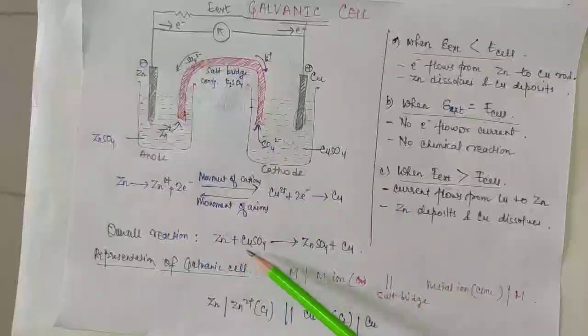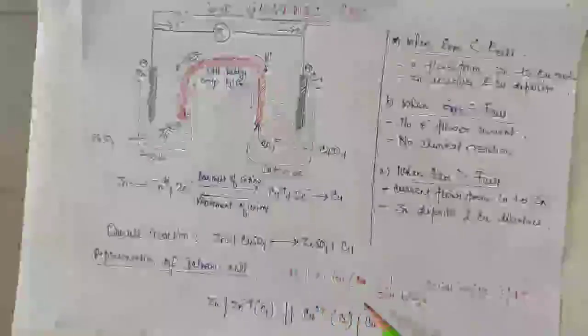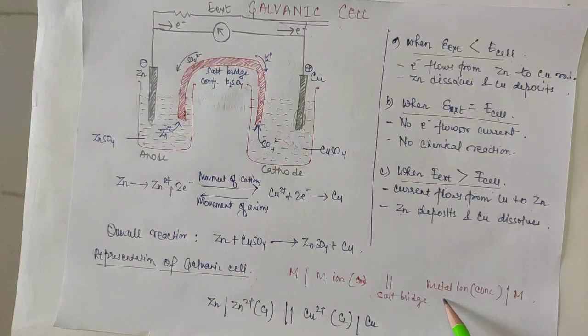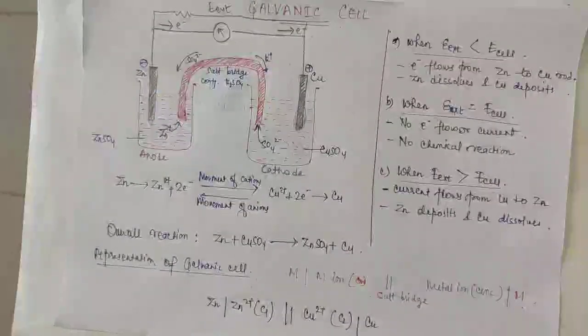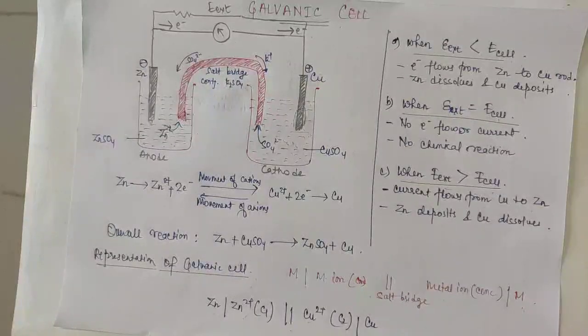Now the overall reaction is written like this, and the representation of the galvanic cell is the oxidation half cell, then divided by a salt bridge, then you write metal ion and metal, that is the reduction half cell. For this Daniell cell, we can write Zn to Zn2+, then concentration of the ion in the solution, then divided by a salt bridge, then copper ion in the solution and copper metal.